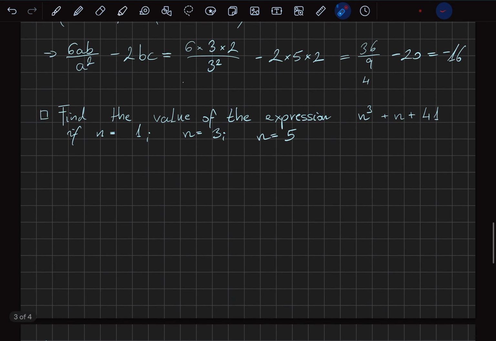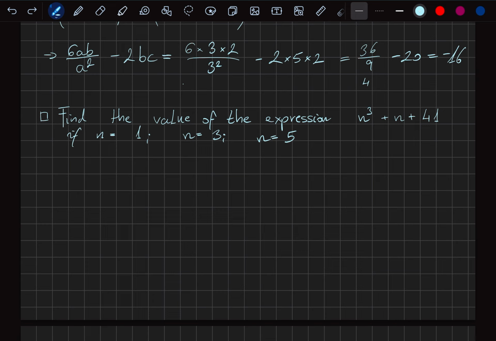Find the value of the expression if n equals 1, 3 or 5. So just substitute back here. Basically the same problem. 1 to the power 3 plus 1 plus 41 equals... Okay, this is an expression. I cannot simplify this because they are different groups, different families, different terms, and I cannot calculate. So it's equal with itself.